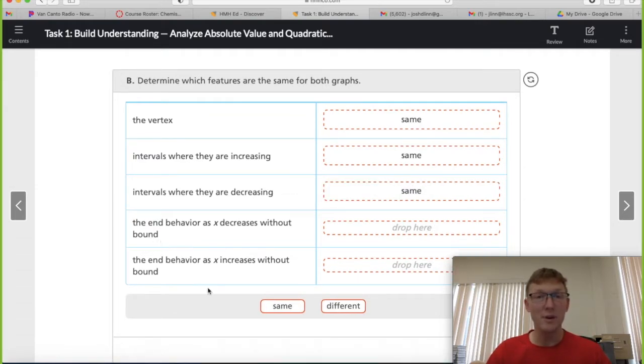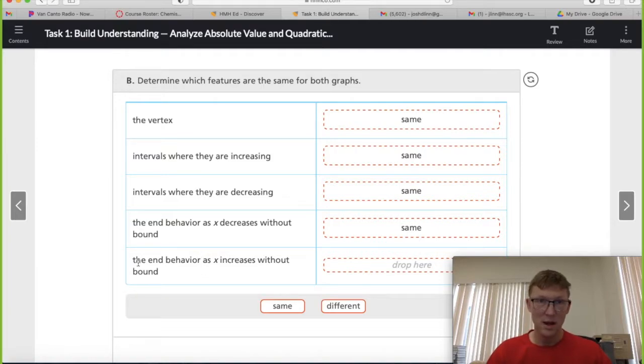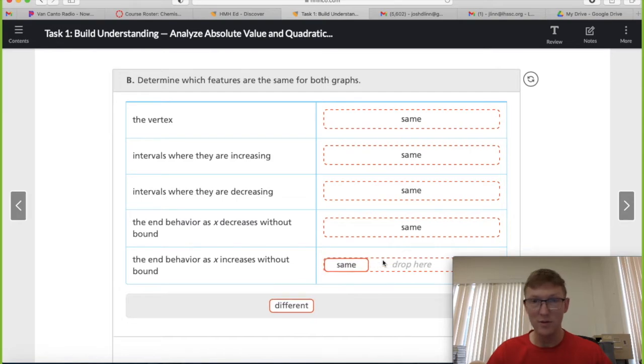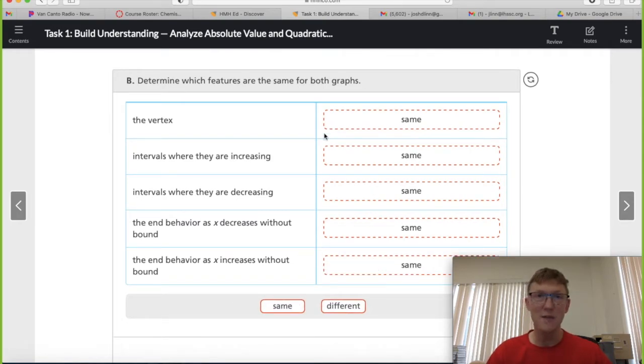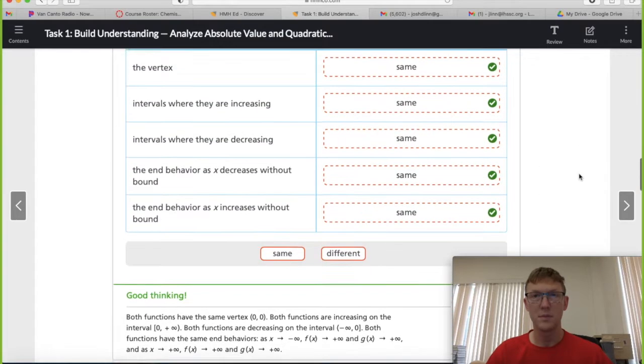The end behavior, they are both going to go to positive infinity. And the end behavior as x increases without bound. Yeah, so they're both the same. So notice how there's a lot of similarities. That's kind of why they got grouped together. Yay.